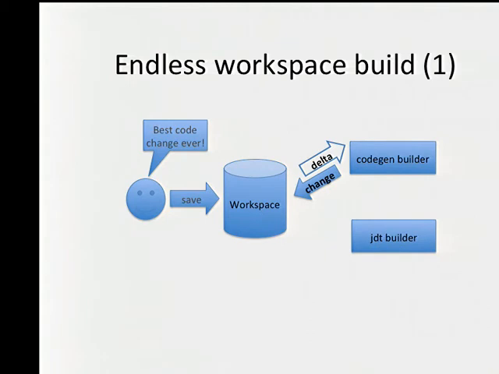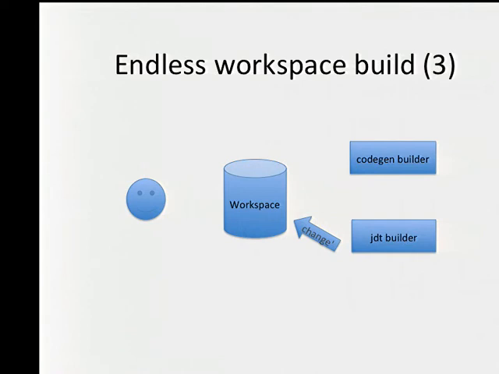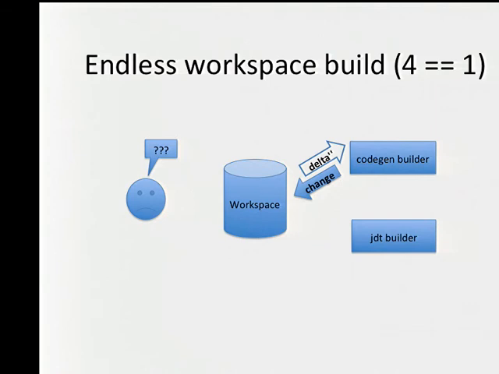So the code generation builder receives the delta, ignores the delta, and makes changes to the workspace, right? So on the next step, the workspace invokes the JDT builder with a new delta that includes the original changes and the changes made by the code generation builder. And the JDT builder generates classes, right? And the classes created in the workspace trigger a secondary build with a new delta. Right, this new delta is delivered to the code generation builder, which ignores the delta and does the resource change, code generation again, and the process repeats itself forever.